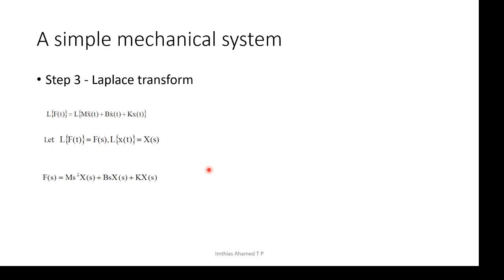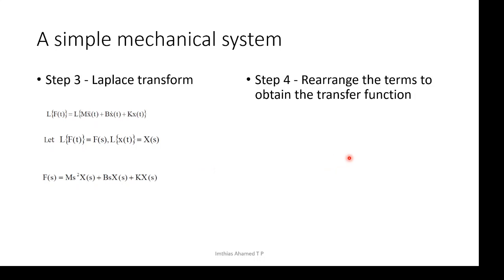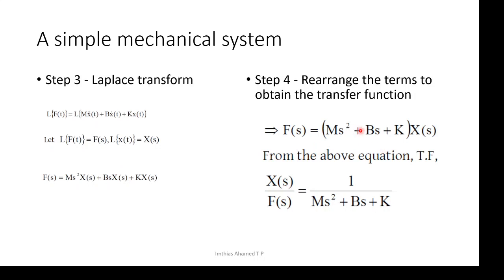So we are done with step 3. Step 4, rearrange the terms to obtain the transfer function. In your mind you should know that we want X(s) by F(s). In this case it is very easy. You club all the X(s) together and put all the F(s) together. If I take X(s) outside this bracket, I get this equation. Then we got the transfer function. So I hope you are happy.